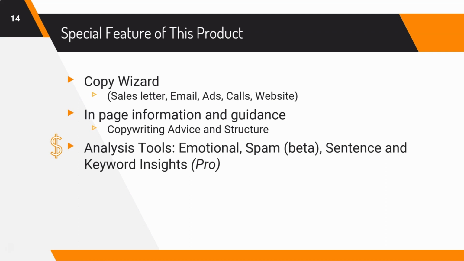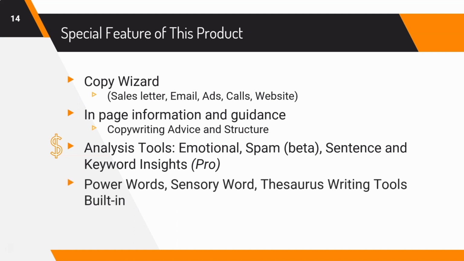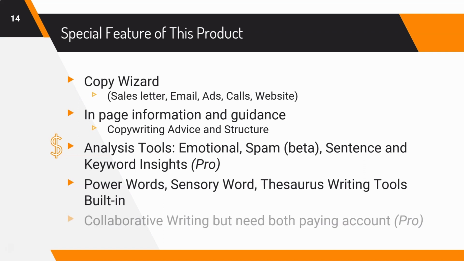We have the analysis and emotional tools, like emotional spam, sentence, and keyword insight. This is a paying version, so it's the pro version, I would say. We have 2 versions, and the pro version has this feature inside it. We will see this in a few moments. We also have power words and sensory words. These are also special features of this product in contrast to the others.